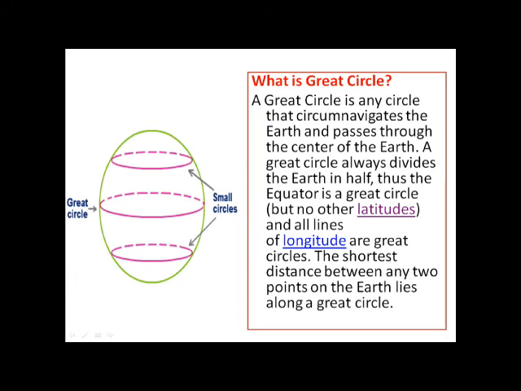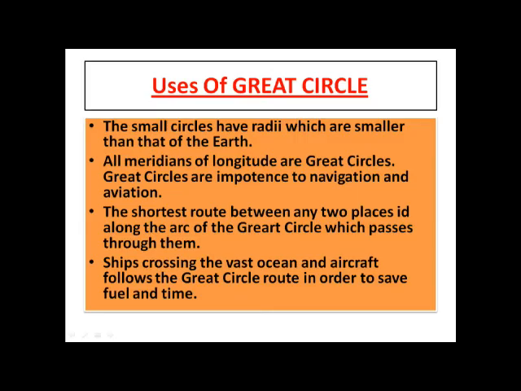Here on the earth, the equator is the only parallel of latitude which is a great circle. The equator divides the earth into two hemispheres. All the lines of latitude except the equator are small circles, as you can see in the diagram. Small circles are not pointing to the center of the earth. So we can say a great circle is any circle that circumnavigates the earth and passes through the center of the earth. There are some important uses of great circles.